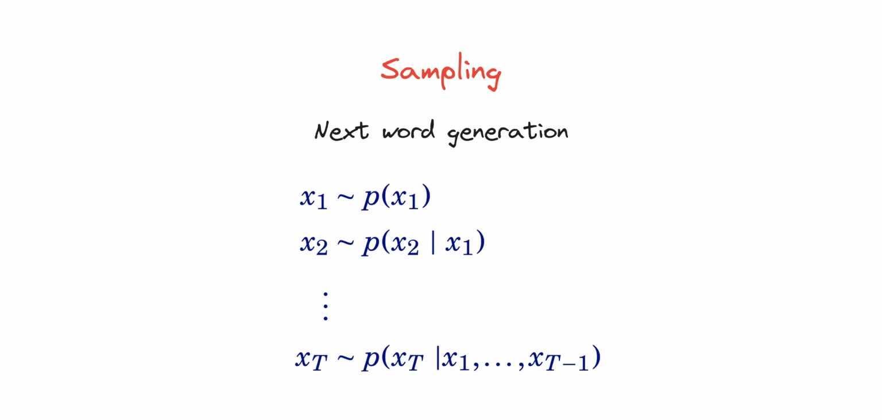One thing that's nice about this joint distribution is that we can sample a document by sampling each of the words individually. Here's an example where we sample words x1 through xT simply by sampling each word one at a time, feeding it in as the conditional to the next step, and then sampling the next word token.